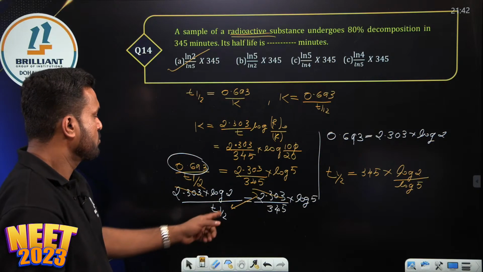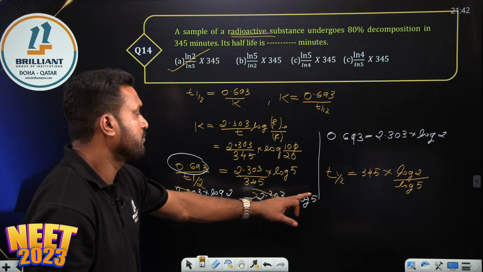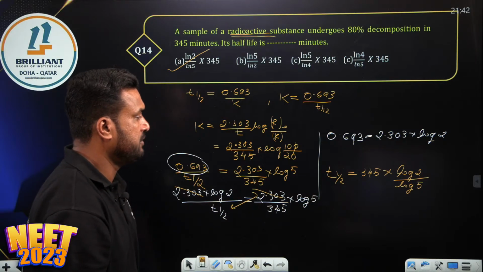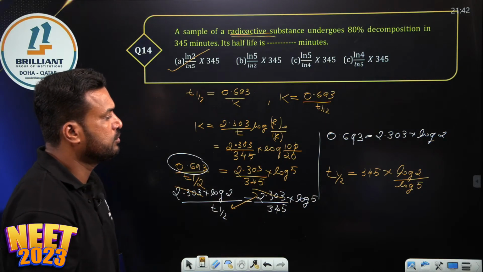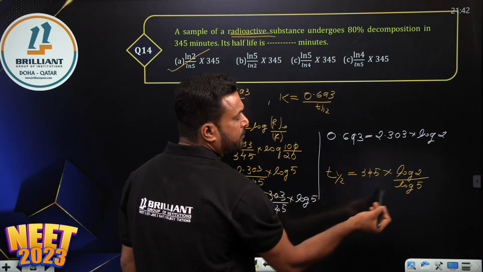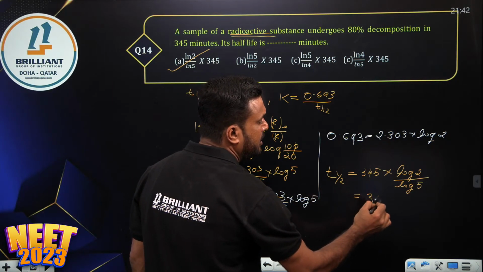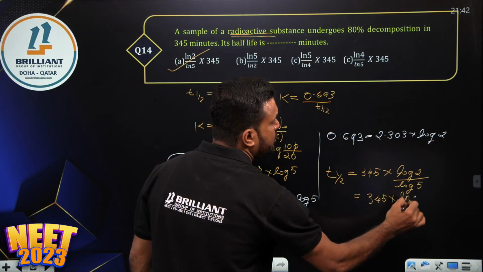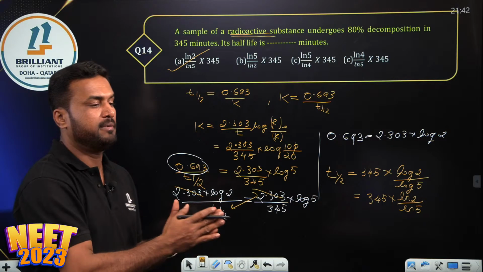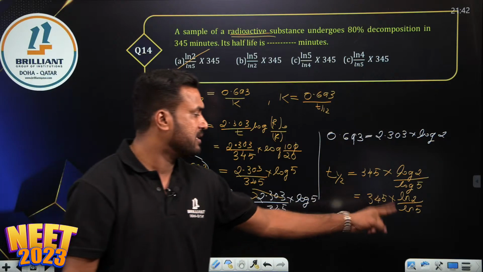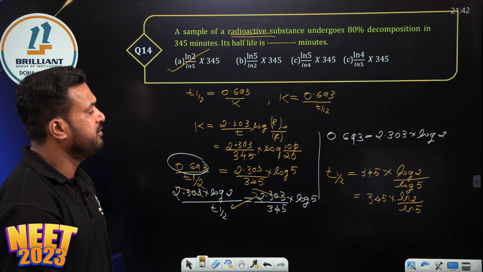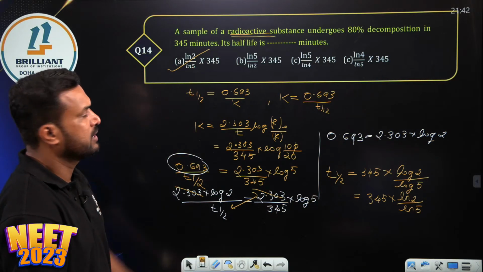Cross multiply: T half into log 5 is equal to log 2 into 345. So T half is 345 into log 2 divided by log 5. You may think here it is ln, but it's the same: 345 into natural log 2 divided by natural log 5 is also the same, nothing different. We only convert to base 10 to take the values. Logically it is the same, 345 into log 2 divided by log 5. So the correct option is A.